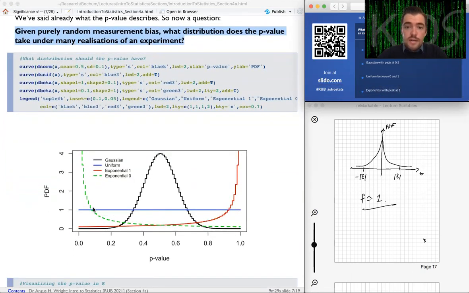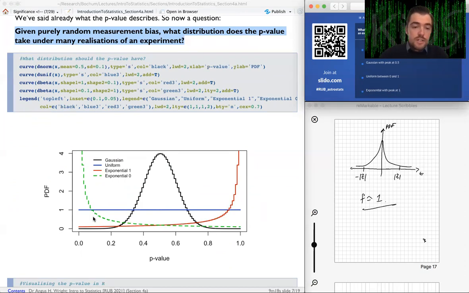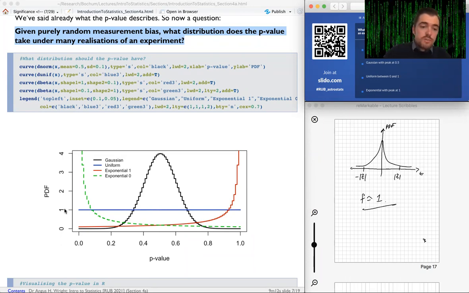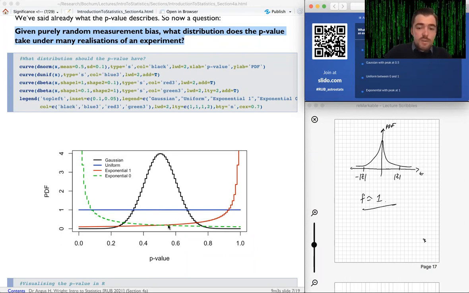Do you think it will be a distribution that peaks at a very, very small p-value and goes out to very, very high p-values with a lower probability? Do you think that it'll have some peak at 50% and it'll be some Gaussian around 50%? Do you expect that it'll be a uniform distribution between 0 and 1, so all p-values are equal? Or do you expect that it'll be an exponential which has a peak at 1 and a tail off to 0?